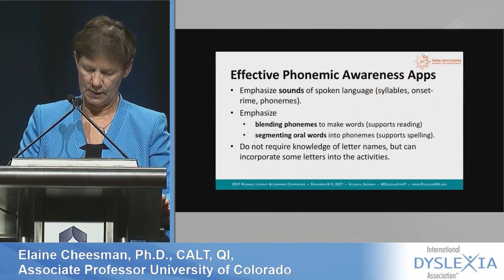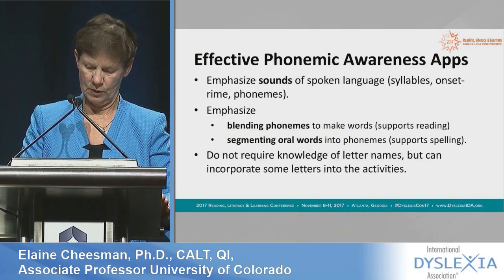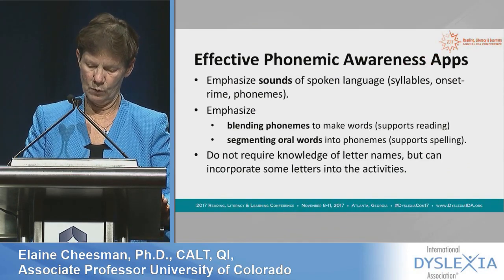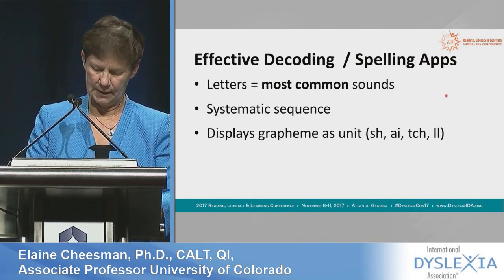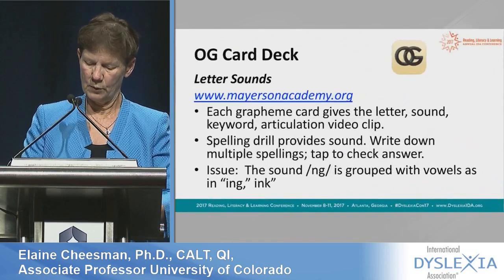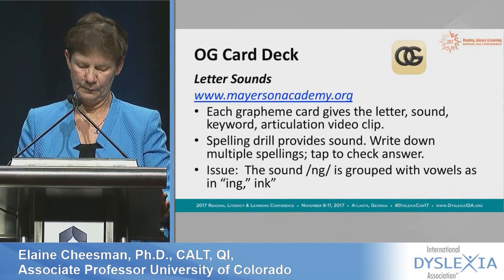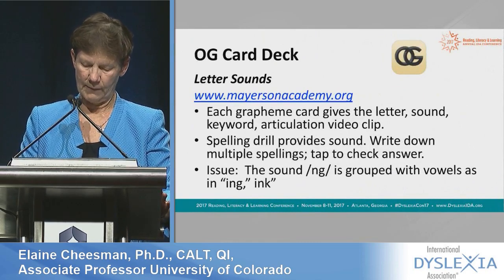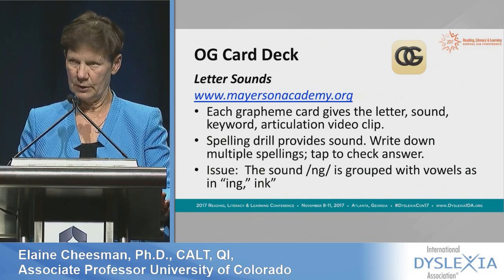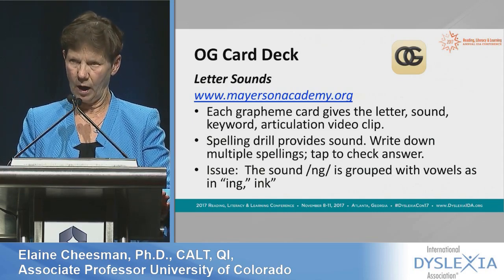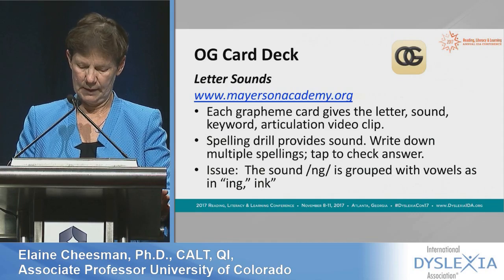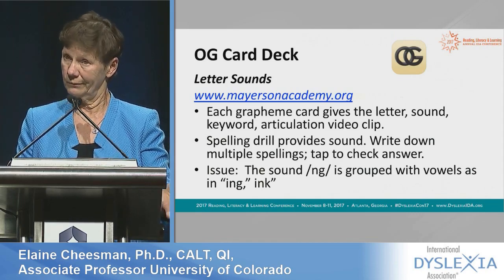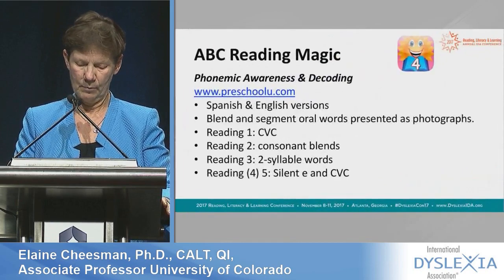And decoding acts is the most common sounds. It's OG card deck. So each grapheme card gives the letter, the sound, the keyword, and an articulation video. I've got some issues with it though. The sound is grouped with vowels as in ing or ink. So I think that's a problem, because what about the word jinx? It's not there.